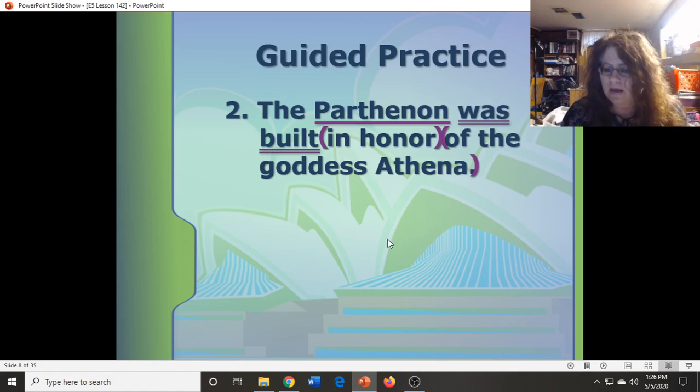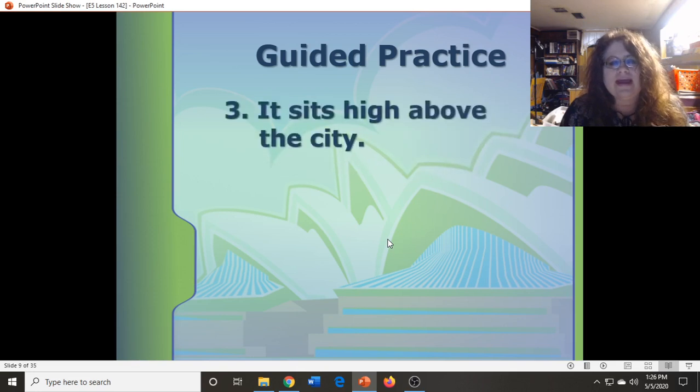Okay. Number 3. It sits high above the city. One prepositional phrase, above the city, and now we only have 3 words to work with for the subject and verb. It sits high. We look for the subject, and then another reminder to you. Pronouns can act as the subject. And in this sentence, that's what happens. It is the subject.